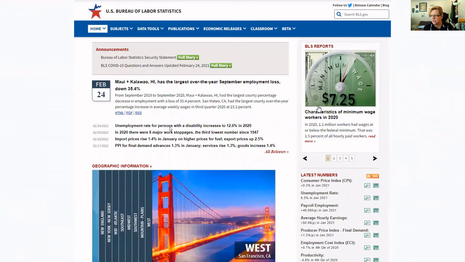So we see here that there have been some releases. Unemployment rate for persons with a disability increases in 2020. Again, that could be COVID related. And here's the producer price index, which has to do with the investment category of the real GDP. Some characteristics of the minimum wage: if you're interested in this discussion, do know that the minimum wage they're talking about is the federal minimum wage. It is not the minimum wage for states, because that is decided by each state, not by the federal government.